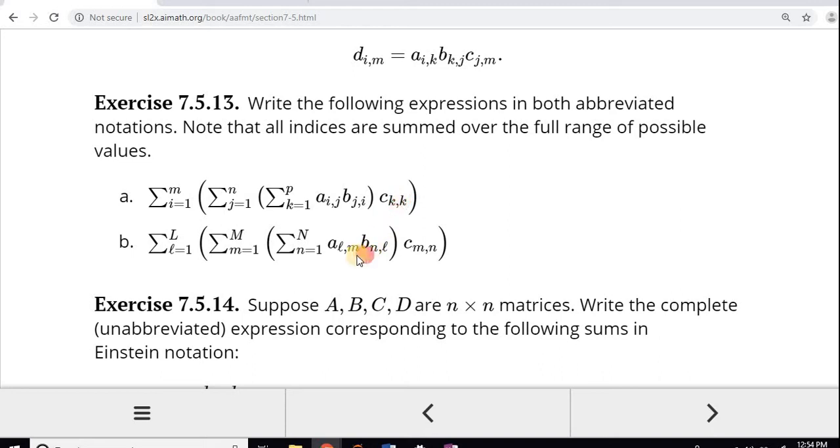And it's very similar here. You would just write sum over lmn of alm bnl cmn. And then in Einstein notation, you just leave off the summation signs. So does that make sense? That makes sense.